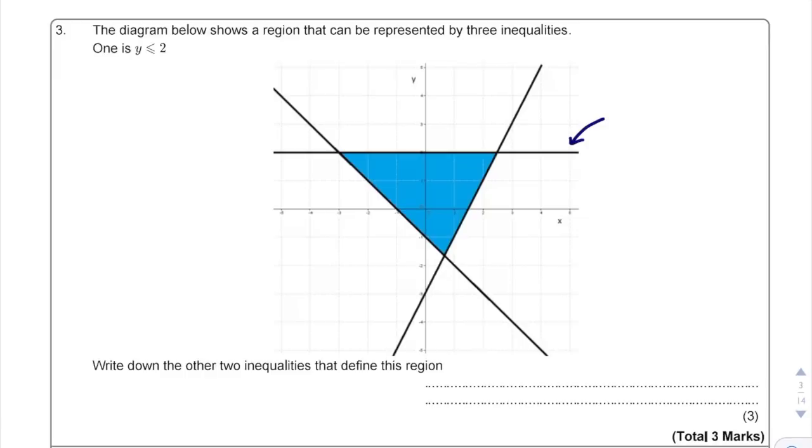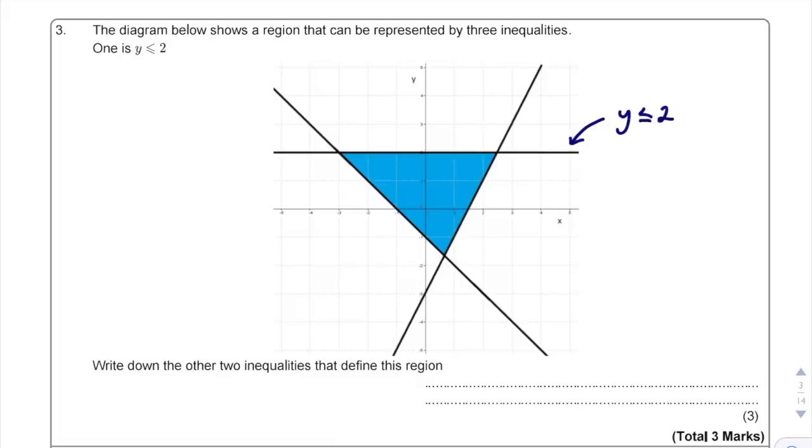Because it's an inequality, so we're saying it's y is less than or equal to 2, we've got a bold line, and then we're looking at all the y values that are less than or equal to 2. So that's going to be all the values of y that are below the line of y equals 2. So that must be this line here.